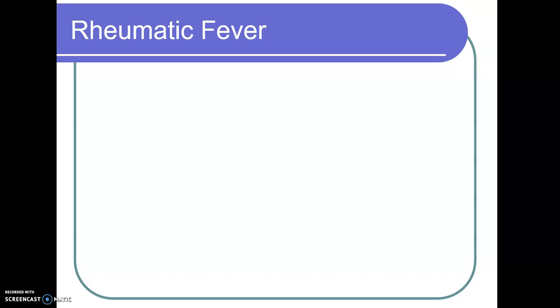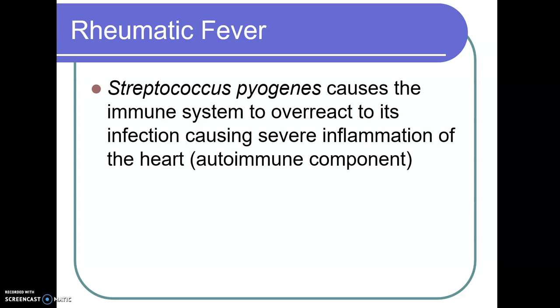Okay, so here's where we left off with chapter 23. We left off at rheumatic fever. It would have been nice to have this one in the last video because guess who? Streptococcus pyogenes again. So this is yet another disease caused by strep pyogenes, and this one is actually kind of an interesting one.